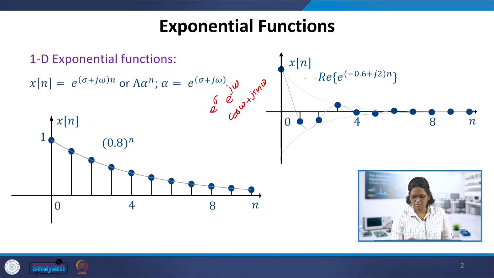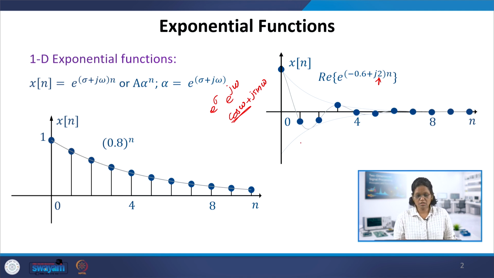Considering the sigma value 0.6 and omega equal to 2, and taking only the real part of it, cos omega n is plotted. So you have the decaying exponential with the frequency of the signal being omega, which is 2 here. This will have both positive and negative signs at that frequency omega, and cos omega n is influenced by the decaying function on its amplitude. So it would decay; it is not a sustained oscillation, it is a decaying function. The exponential decaying functions look like that in 1D.